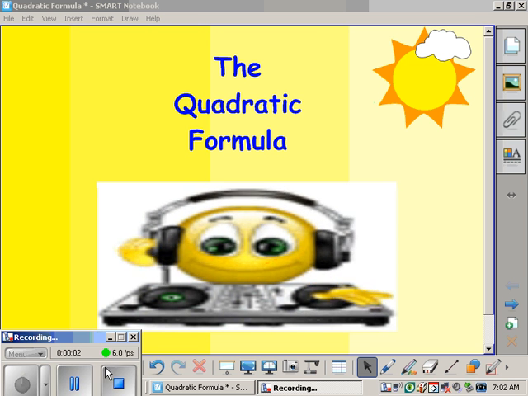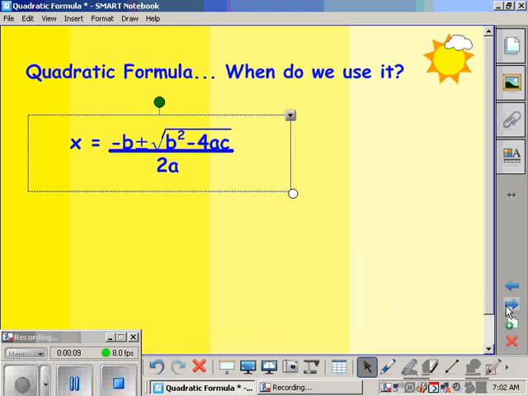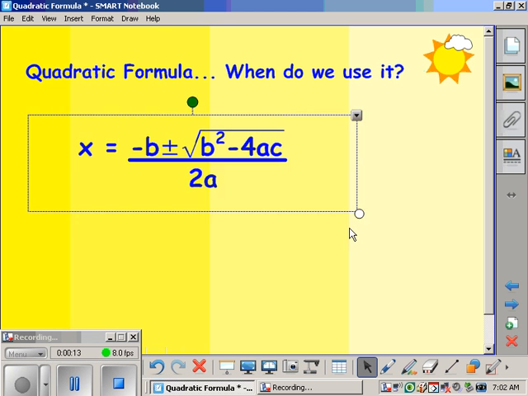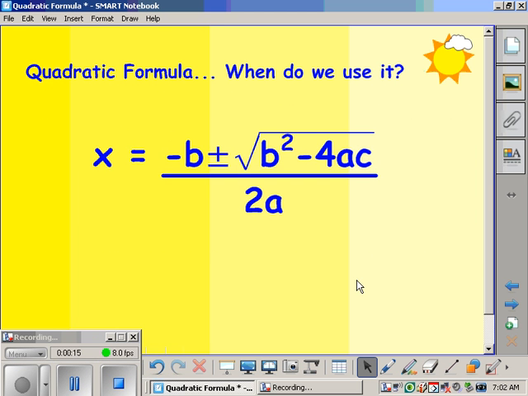In this lesson, you will learn how to use the quadratic formula. Let's take a look at what the quadratic formula is. The quadratic formula looks like this. It says x equals negative b plus or minus the square root of b squared minus 4ac, all divided by 2a.